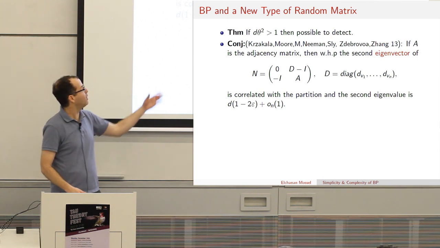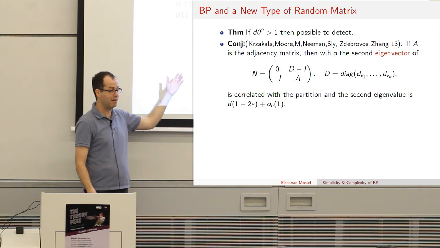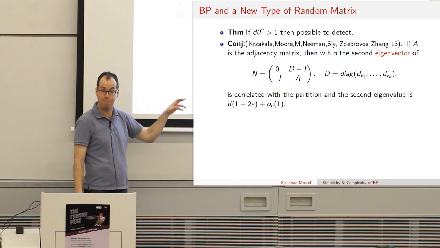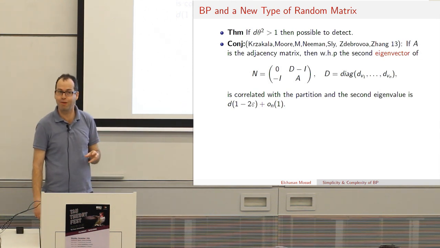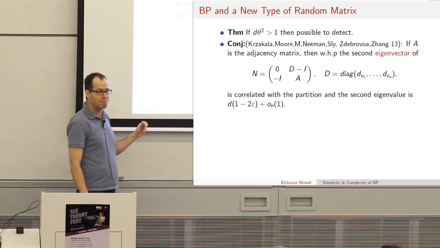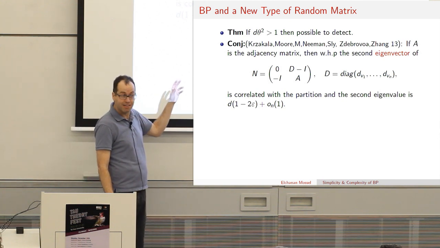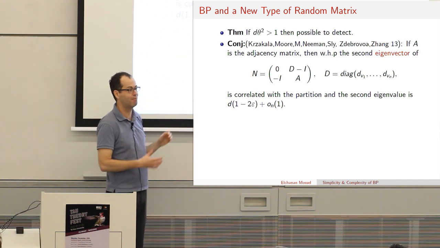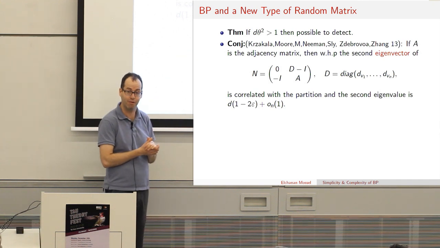And the question is, where will you come up with this matrix, right? It's not the first matrix that you're going to try. People in spectral graph theory try a lot of matrices. They particularly like symmetric matrices or normal matrices. This is not a normal matrix. The spectrum is complex. Where will you come up with this matrix? Where would it come from?